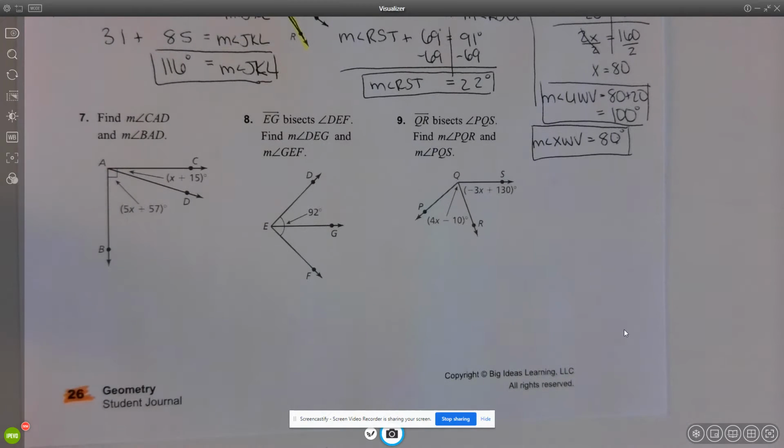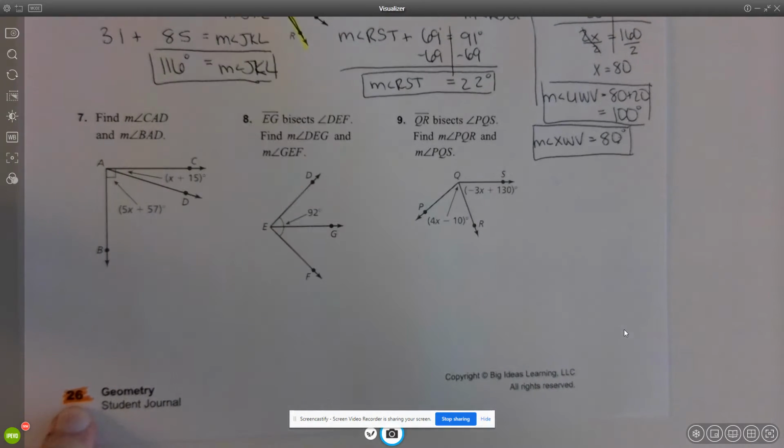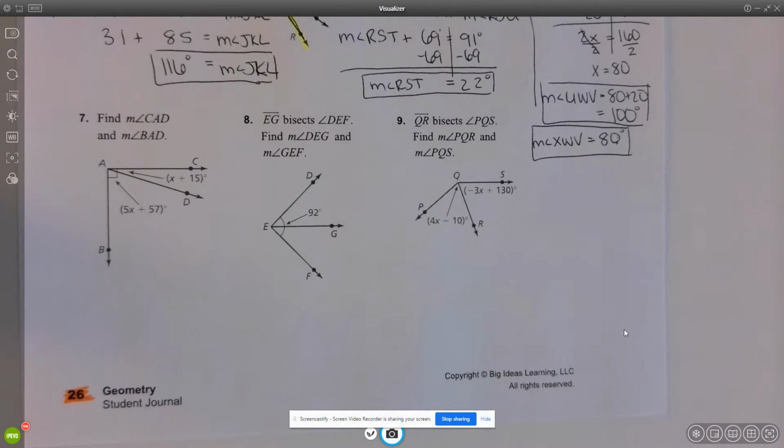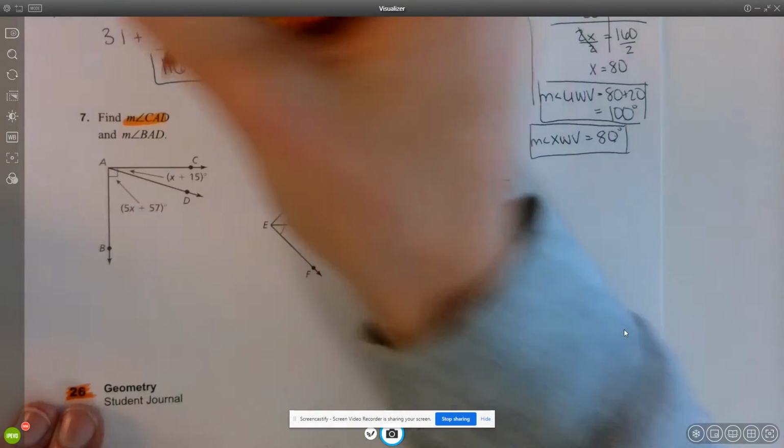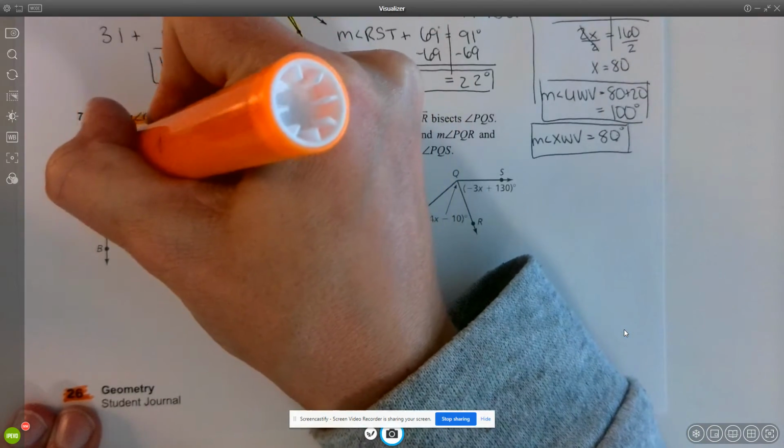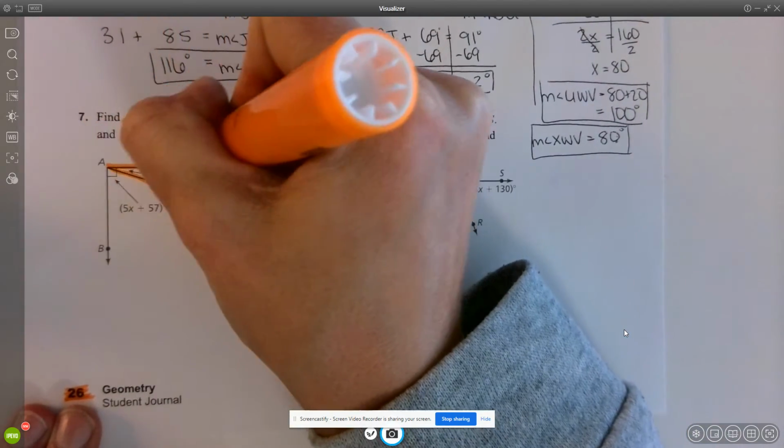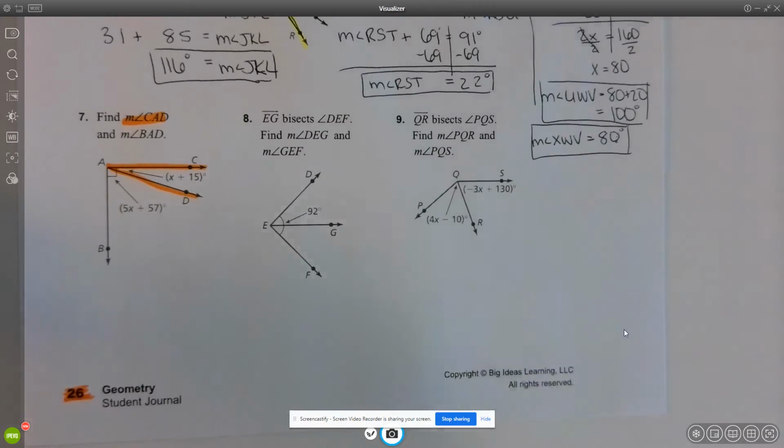In this video, we are going to continue the extra practice for lesson 1.5. We're going to do numbers 7, 8, and 9. This is on page 26 in your journal. And number 7, it tells us to find the measure of angle CAD. That's this angle here. And the measure of angle BAD.